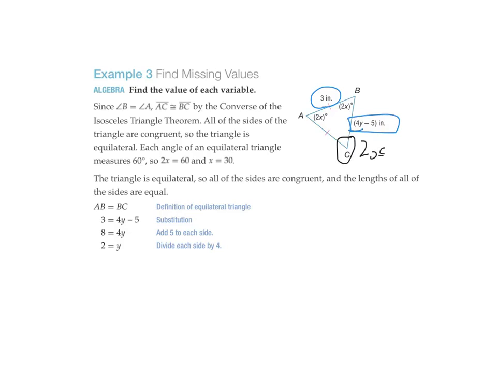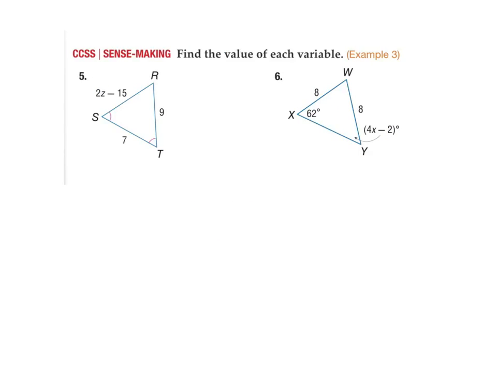You can plug it back in to make sure it's correct. 4 times 2 is 8. 8 take away 5 gives you 3, so that proves it. And again, it's equiangular or equilateral here. 6x equals 180, x is going to equal 30 degrees. There are several ways of doing it, they did it slightly differently. Let's have a look at question number 5.